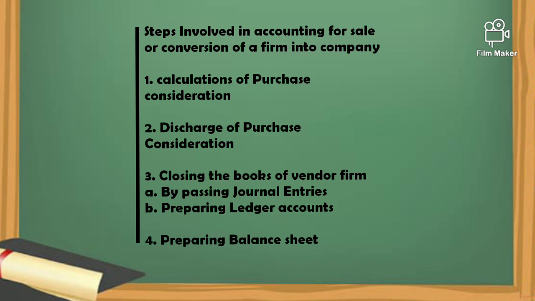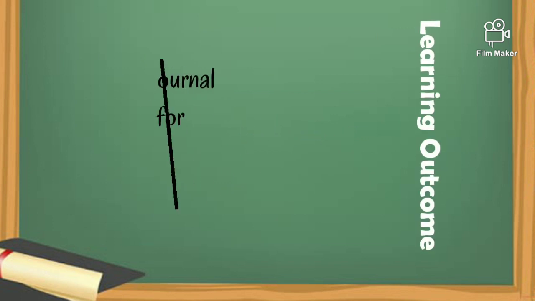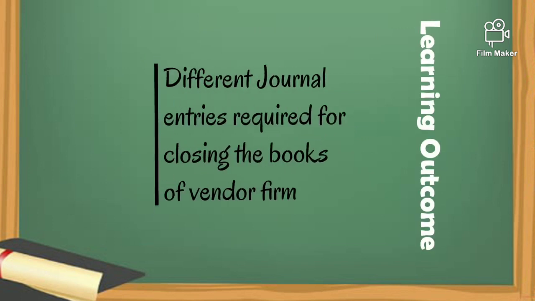And the second step is ascertaining the form of discharge of purchase consideration. We have also calculated how to discharge the purchase consideration. And the third step is closing the books of vendor firm by passing journal entries or by preparing ledger account. After calculating purchase consideration and discharging the purchase consideration, the third major step is to prepare the ledger accounts and pass the necessary journal entries. So in this video we are going to learn the different entries which are needed to be passed in the books of vendor firm.